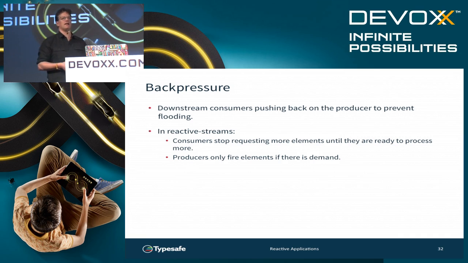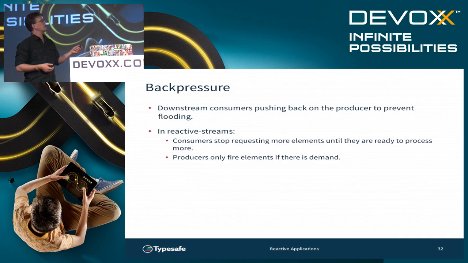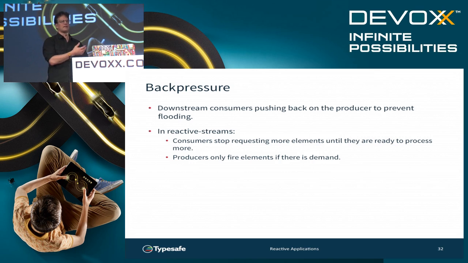So backpressure is something that is being tackled in a lot of different areas, but the basic idea is that when you have a downstream consumer and it can't process the message fast enough, then it is able to push back on the producer to say, I can't handle these many requests. Stop sending me so much data. So reactive streams consumers stop requesting more elements until they're ready to process more, and consumers only fire if there's demand. They don't try to send messages if they aren't actually asked for, and so it allows some elasticity to the system, where only the messages that can be processed will be processed.